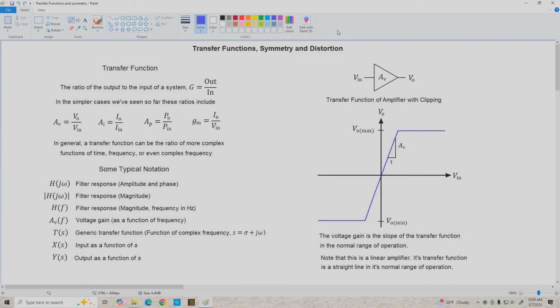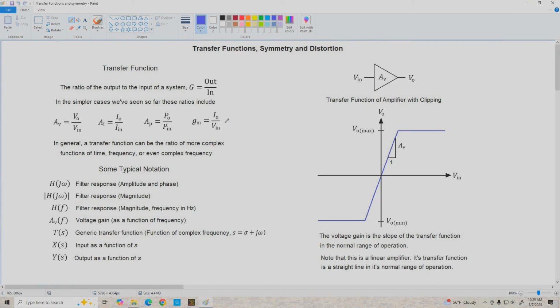Today we're going to continue along the lines of the previous video where we talked about the distortion characteristics of BJTs, FETs, and triodes, and we're going to extend that to the concept of the transfer function. We've seen this in some form or another in many previous discussions, but in general the transfer function of a system is just the ratio of its output to its input. And some of the simpler versions of this that we've dealt with many times are voltage gain, current gain, power gain, and transconductance, just to name a few.